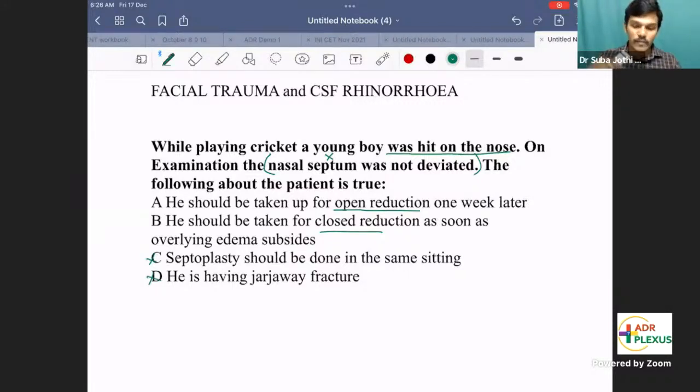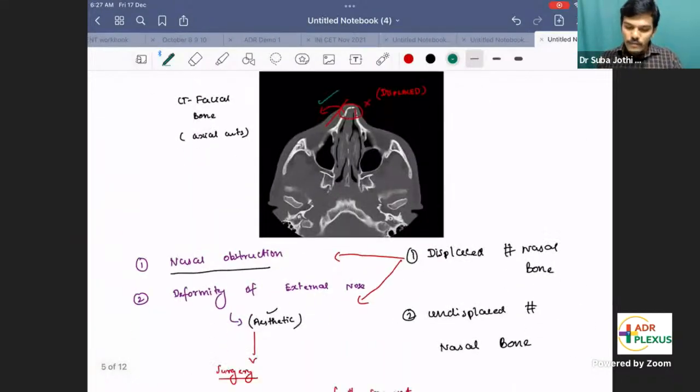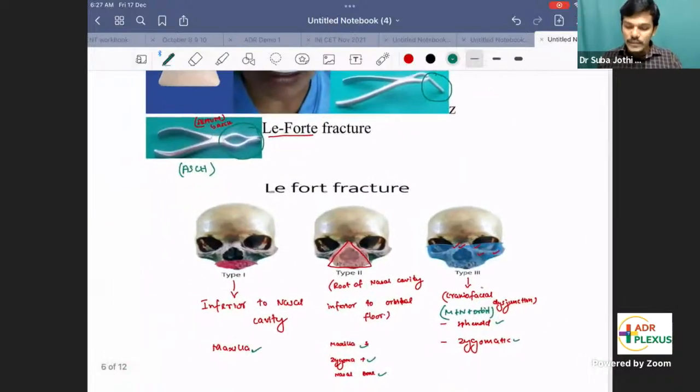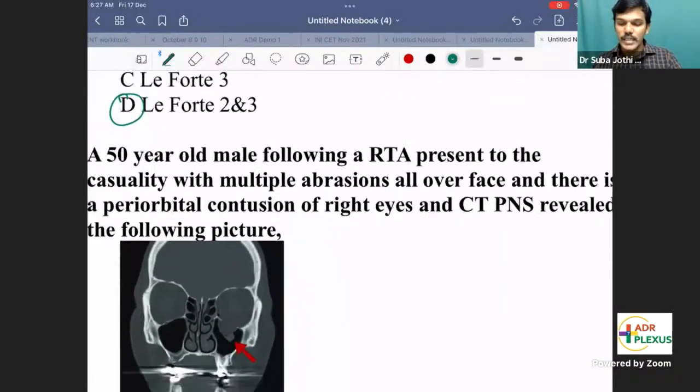Okay. Then we are looking upon only 2 options regarding nasal bone fracture. So this boy can be taken immediately. That option is not given here, or else he can go for closed reduction as soon as the overlying edema subsides. So we have completed nasal bone fracture. We have completed the question which we started with. Now we have completed the Leforte fracture also. Then we can jump into another question for the day.